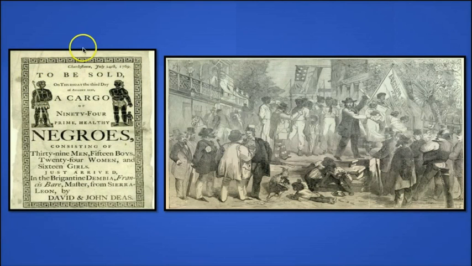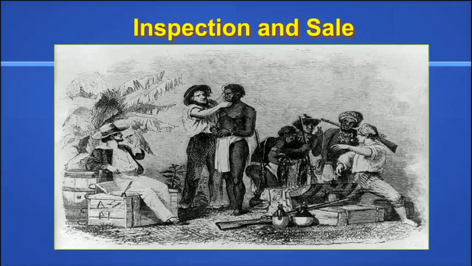A couple images for you. Here's just a flyer selling Africans. Of course, Negroes would be one of the words that was used, and another, really derogatory word was also used. But this is basically saying, hey, come here at this point in time. We've got 29 men, 15 boys, 24 women, and 16 girls we're trying to sell. And here's an auction. You would clean them up, put them up on a little stage, and you'd auction them off as if they were a piece of property.